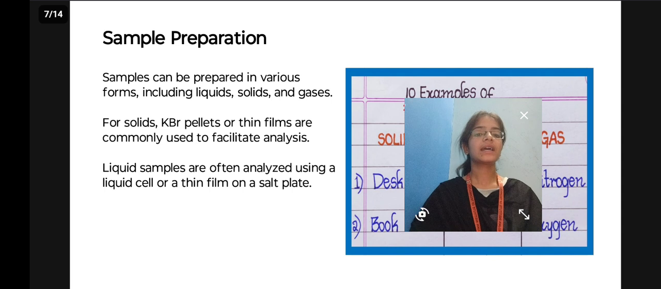Sample preparation. Samples can be prepared in various forms, including liquid, solid, and gaseous. For solids, KBr pellets or thin films are commonly used to facilitate analysis. Liquid samples are often analyzed using a liquid cell or a thin film on a salt plate.